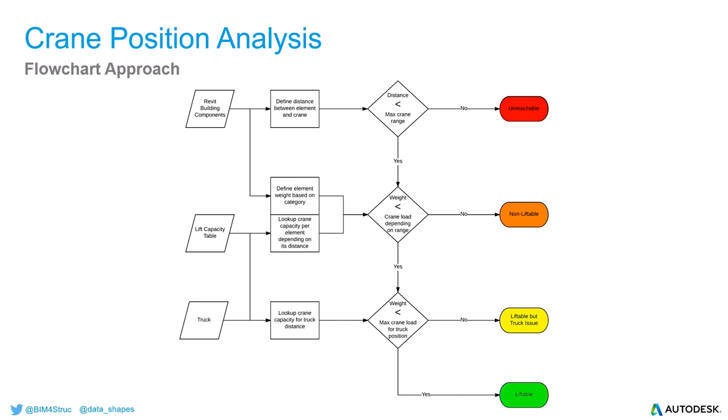Red means this element is not reachable at all. Doesn't matter how much it weighs, we can just not take it because it's too far away from the crane. Green means the element is liftable in any case. It means that the truck delivers it in the right position, the crane is in the right position, so we can lift it from the truck and deliver it on the right position onto the construction site. And in between, there is yellow and orange. Now, the idea is, of course, in the optimization, to have a result where every element is colored in green, right? We want to have it all completely liftable.